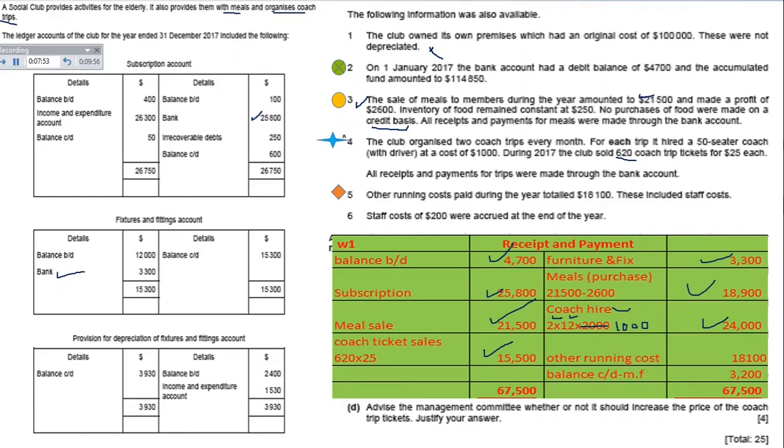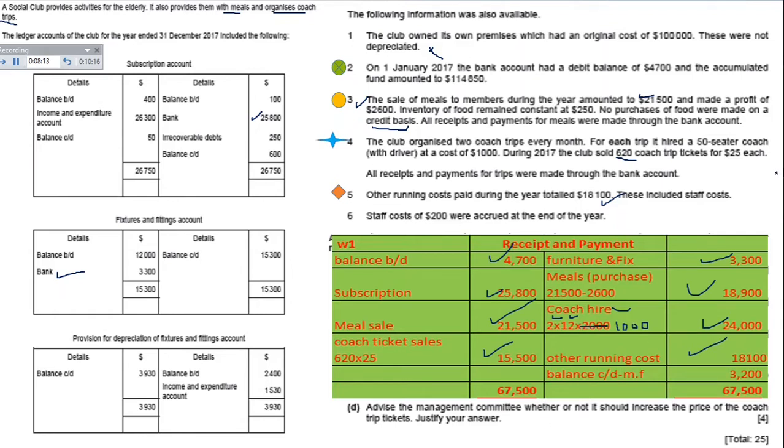Number 5. Other running costs paid during the year total 18,100. Paid means here's your expenses out here. Other running cost comes here. This included staff cost. Number 6. Staff cost of 200 was accrued at the end of the year. That's your payable amount. Now payable amount doesn't go into receipt and payment, since there's no cash outflow, it doesn't go.